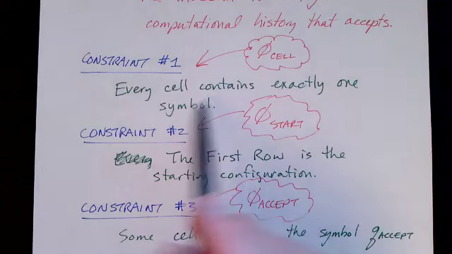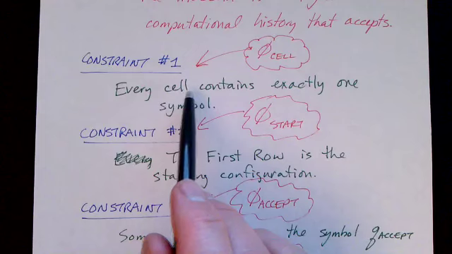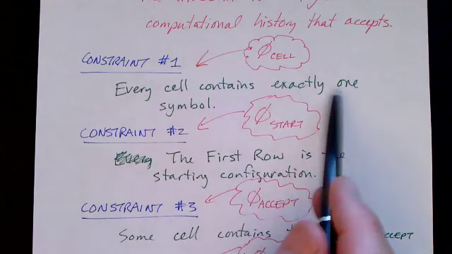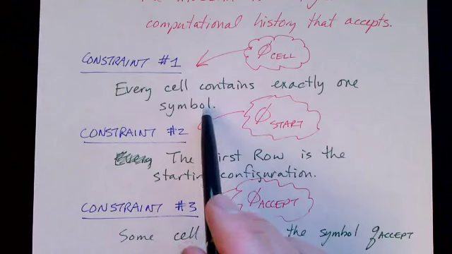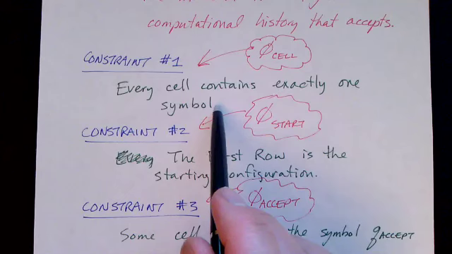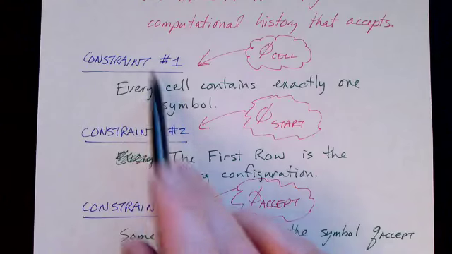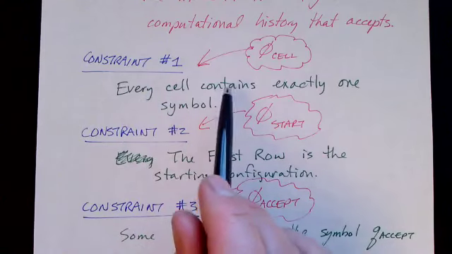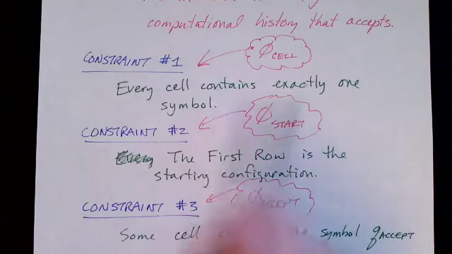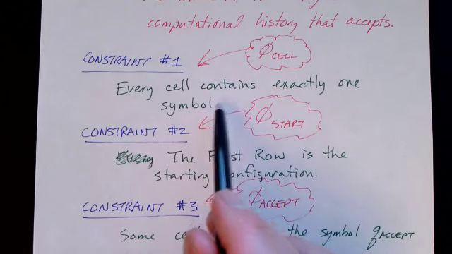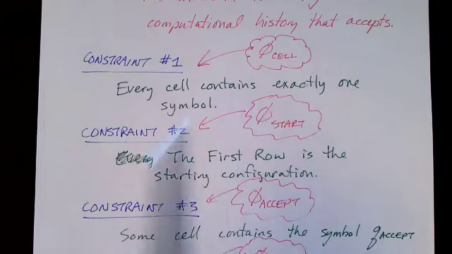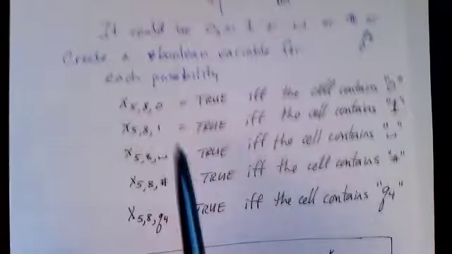The first constraint is that every cell contains exactly one symbol. I said previously that we had several different variables for each cell, and exactly one of them was true. So we need to express that as constraints. Every cell contains exactly one symbol means effectively that only one of these variables is true.